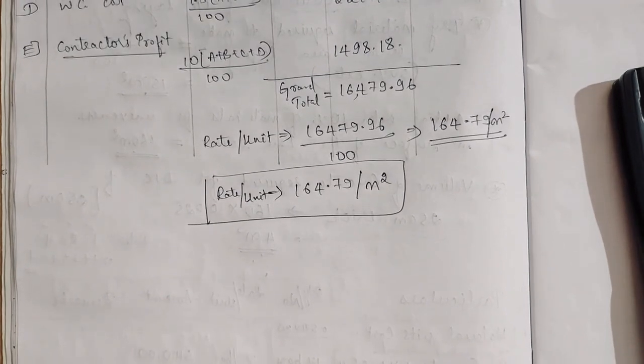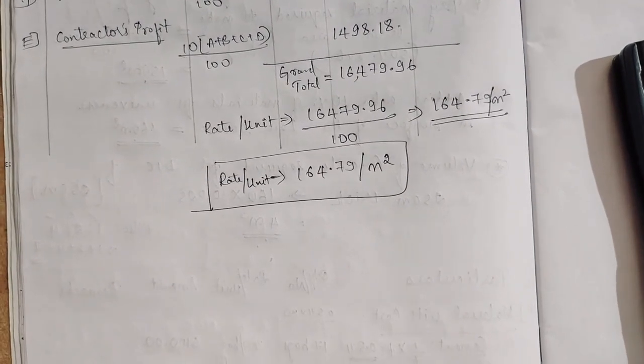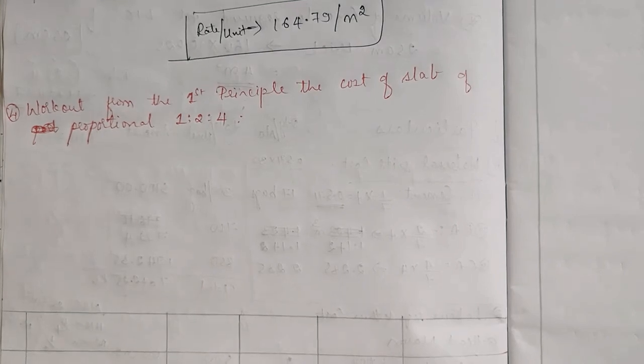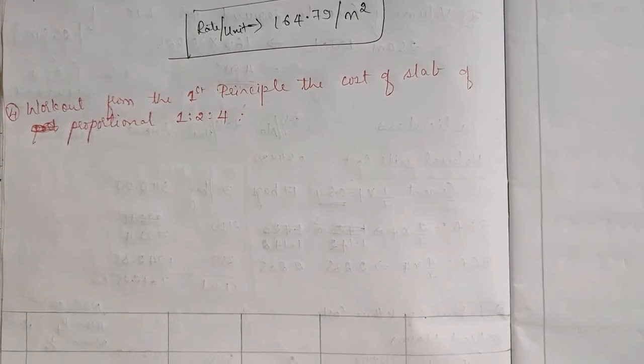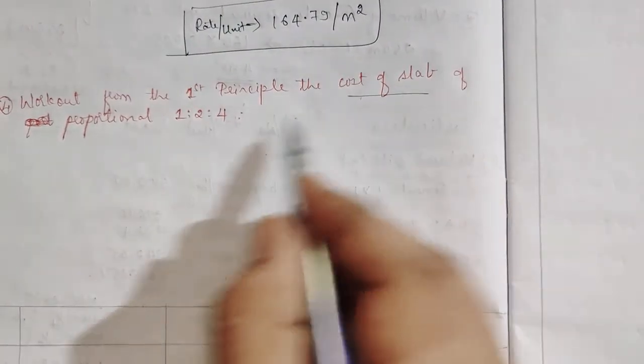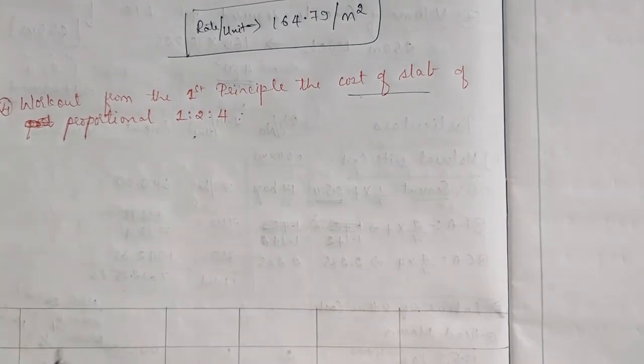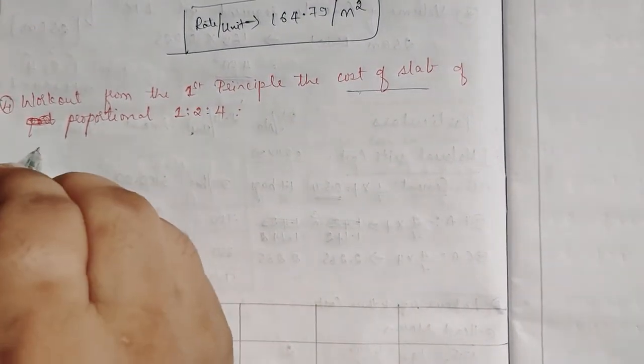So this is how we do it for the DPC type of work. So I'll go to the next problem. Okay, so the next question is, work out from first principles the cost of slab of proportion 1:2:4. Now I'll go a little faster. Okay, so what is the first step?